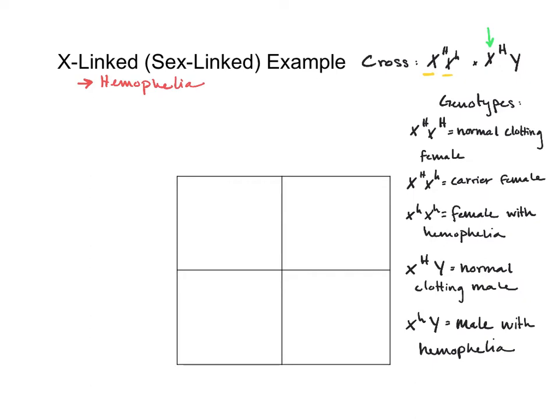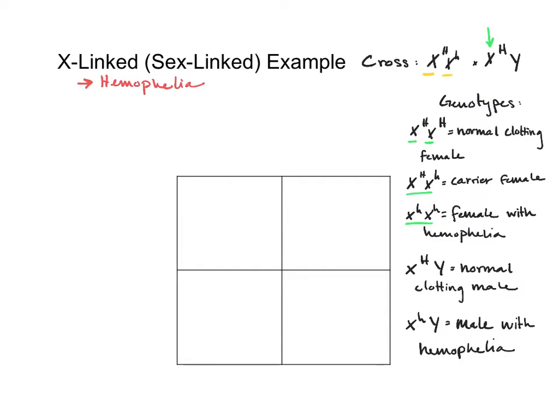Let's look at a couple of the genotypes that are possible for hemophilia. So if you have a female who has X capital H, X capital H, this is a normal clotting female, so she clots normally and she is not a carrier for hemophilia. If you have X capital H, X small h, this person is a carrier, but they still clot normally because their X capital H allele allows them to have normal blood clotting. If you have X lowercase h, X lowercase h, this is a female who has hemophilia. She does not have a normal clotting gene, and she has 2 copies of the hemophilia gene.